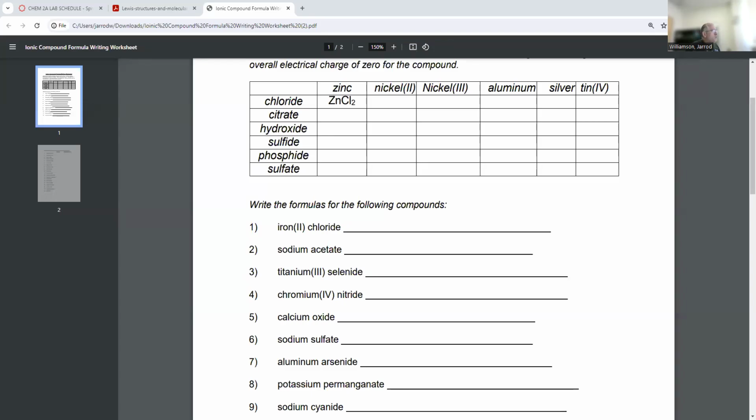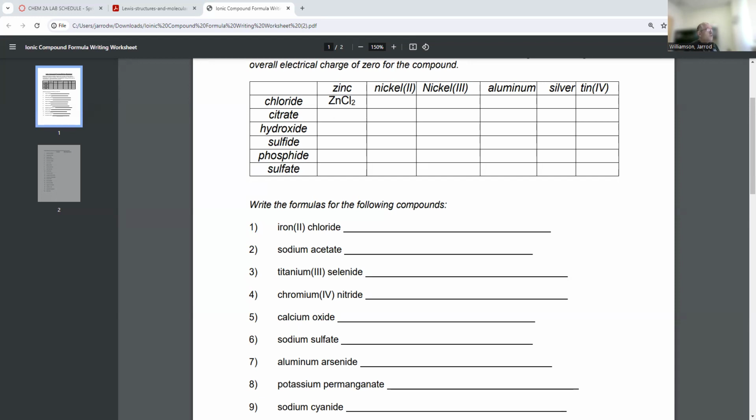I'm going to help you do some of the formula writing problems. First off, when you do the formula writing, don't go look up the answers on the internet and copy them down. I'll know that you did that because you'll get them wrong. Okay, let me show you the right way to do the formula writing. I'll do some of these over here.